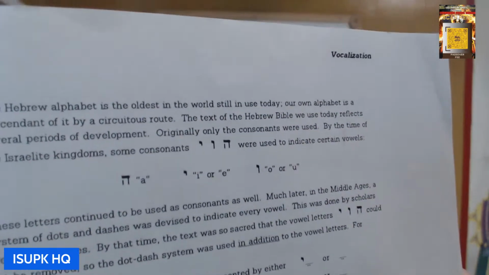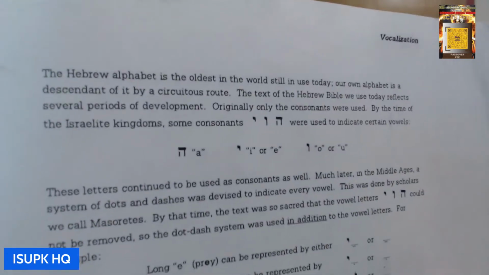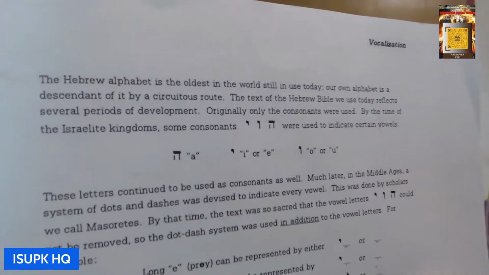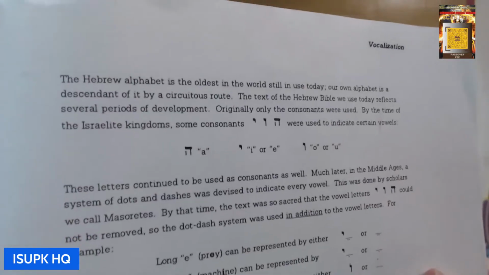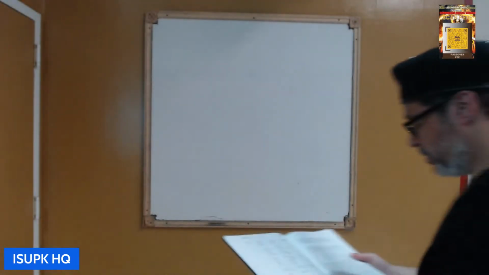The text of the Hebrew Bible we use today reflects several periods of development. Originally, only the consonants were used. By the time of the Israelite kingdoms, consonants were used to indicate certain vowels. So that means there were no vowels in the original language, and everything was consonants.